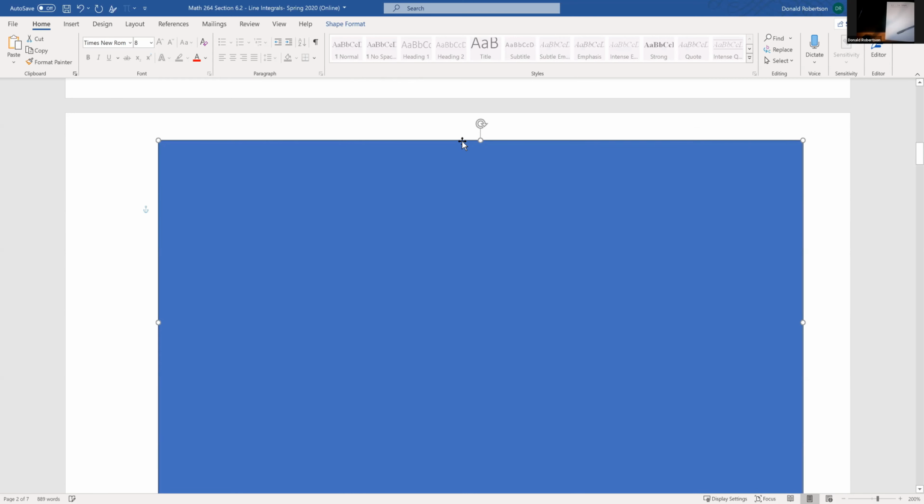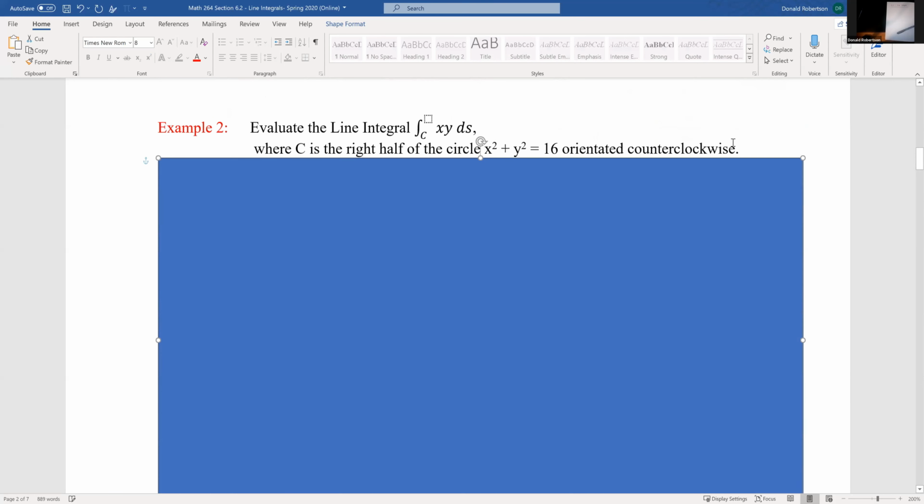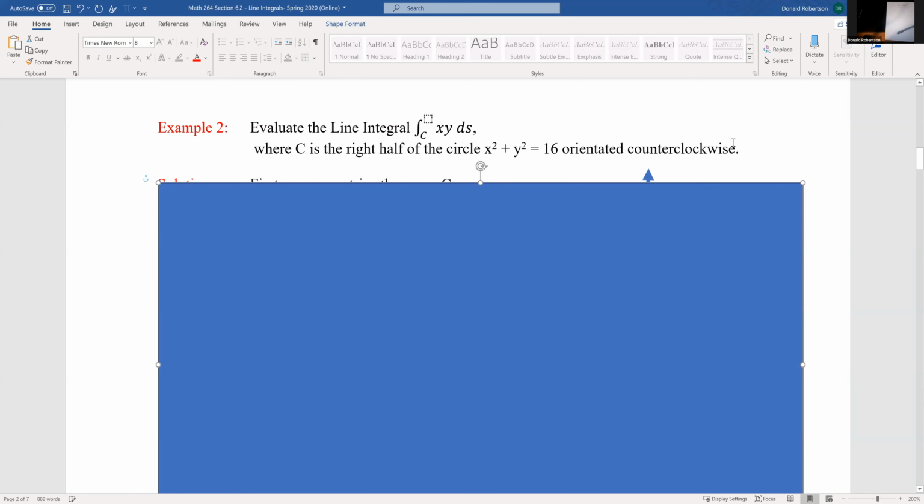Well, let's look at our second example then. This one is less information. We have to evaluate a line integral of xy with respect to arc length, the ds version again. The curve is the right-hand half of a circle with equation x squared plus y squared equals 16. That's it. That's all you got. You have got to come up with the parametric equation of the right-hand side of a circle with that equation, right? That's going to be your x and your y equals functions of t.